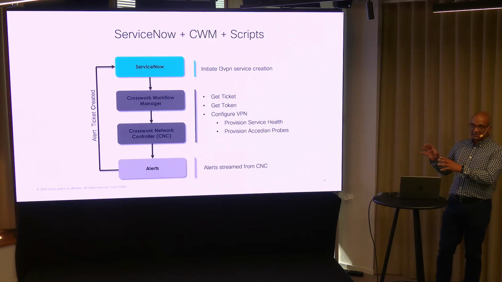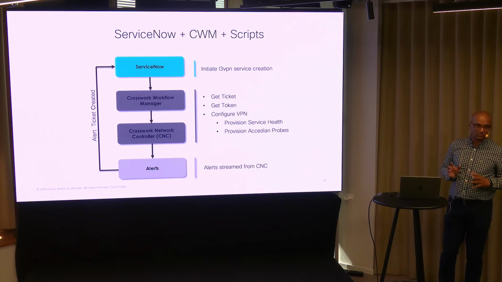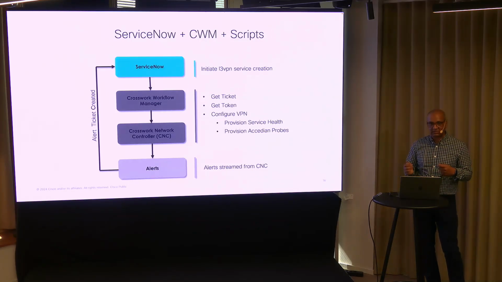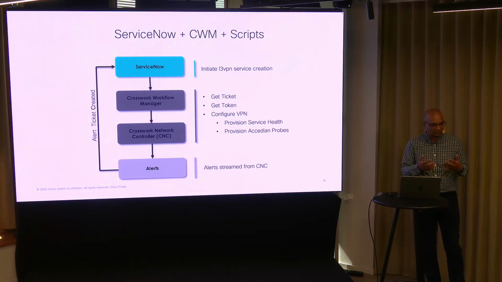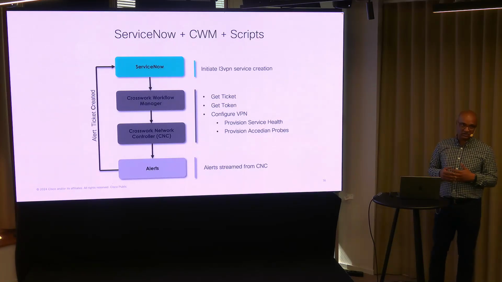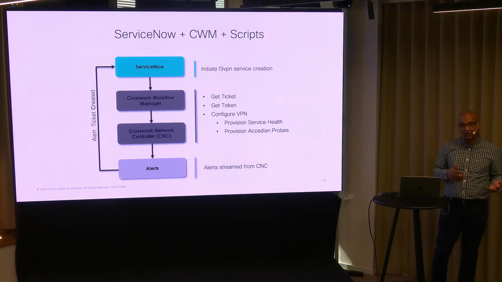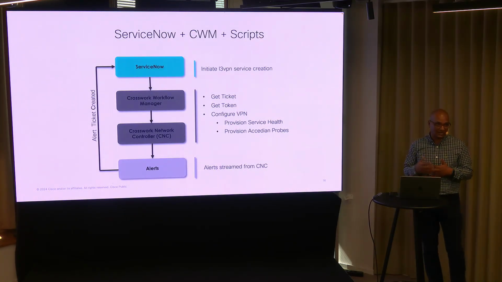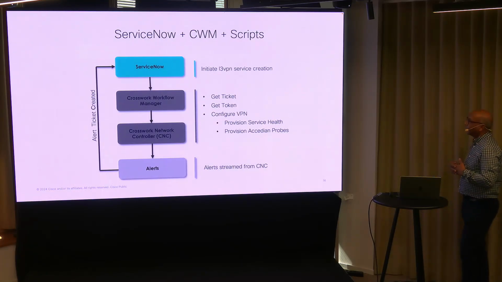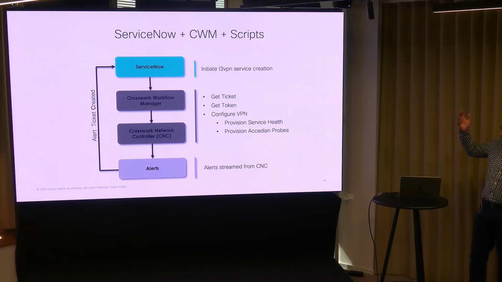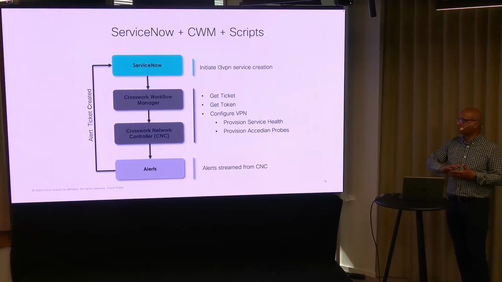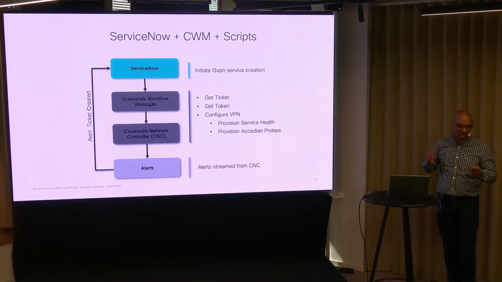So this is the specific use case demo that we're going to do today. We chose ServiceNow because for most of our customers, ServiceNow is one of the applications that they use, both for provisioning and for the ticketing system. So that's why we chose this one. So the flow is from ServiceNow to Crosswork Network Controller using APIs, and if there are any alerts, then those alerts are sent back to ServiceNow to create a ticket.